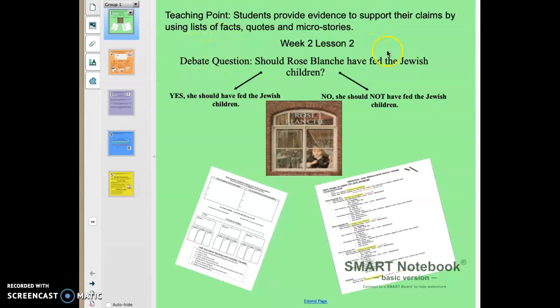So yesterday we got a chance to do our whole class discussion. We had the debate question, should Rose Blanche have fed the Jewish children? You could decide yes, she should have fed the Jewish children, or you could have decided no, she should not have fed the Jewish children. We made sure to use our boxes and bullets essay frame, and we also made sure to fill out our whole class discussion. If you haven't, please make sure you go back and do lesson 1 before even watching the rest of this video. You need your essay done so that we can dive into revising.